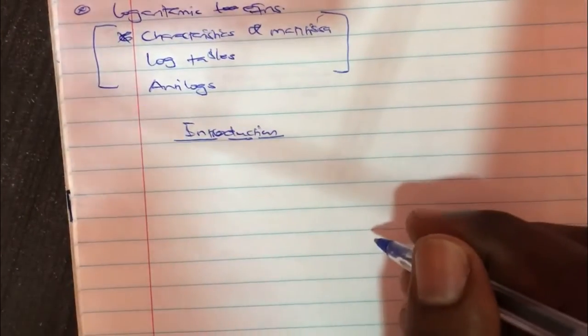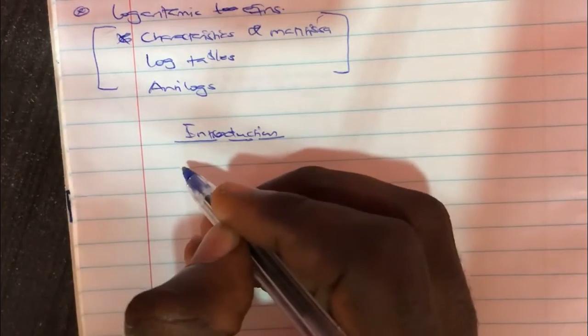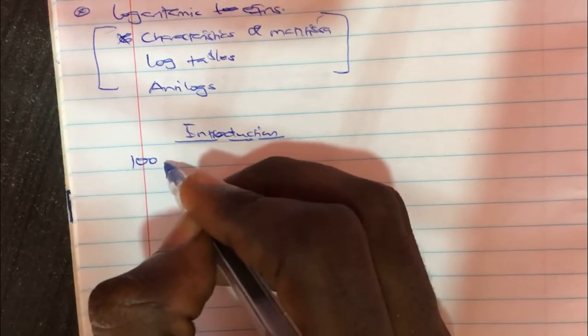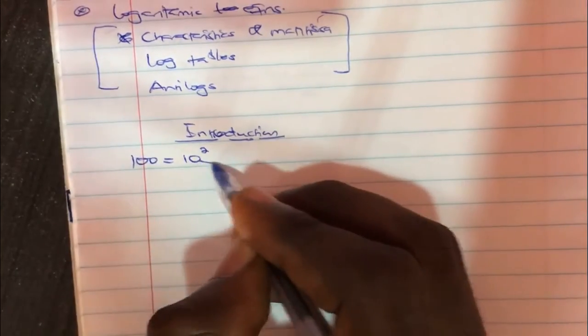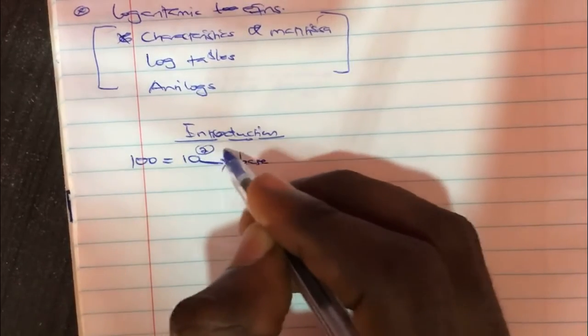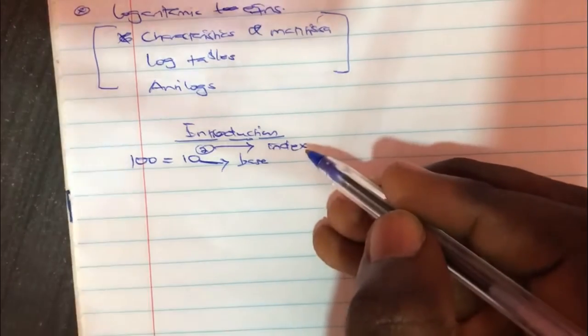Basically when we talk about logarithms, it's not anything difficult. We are familiar with exponential equations. For example, if I write 100, it is the same as 10 exponent 2, or 10 raised to the power 2, and these have names. We call the 10 the base, and the 2 the index or exponent or power.